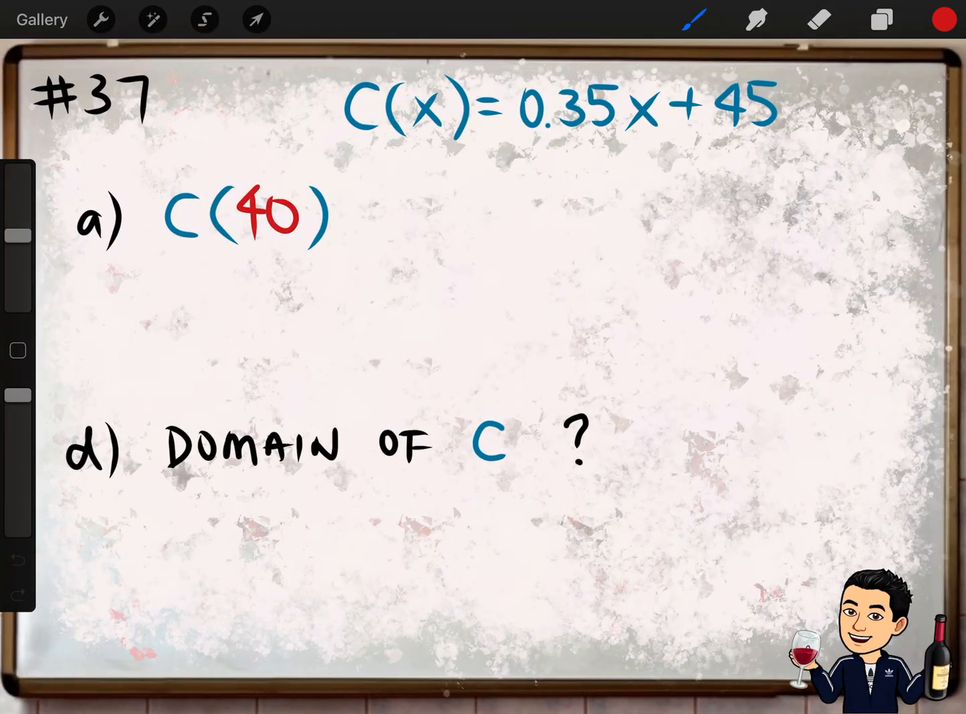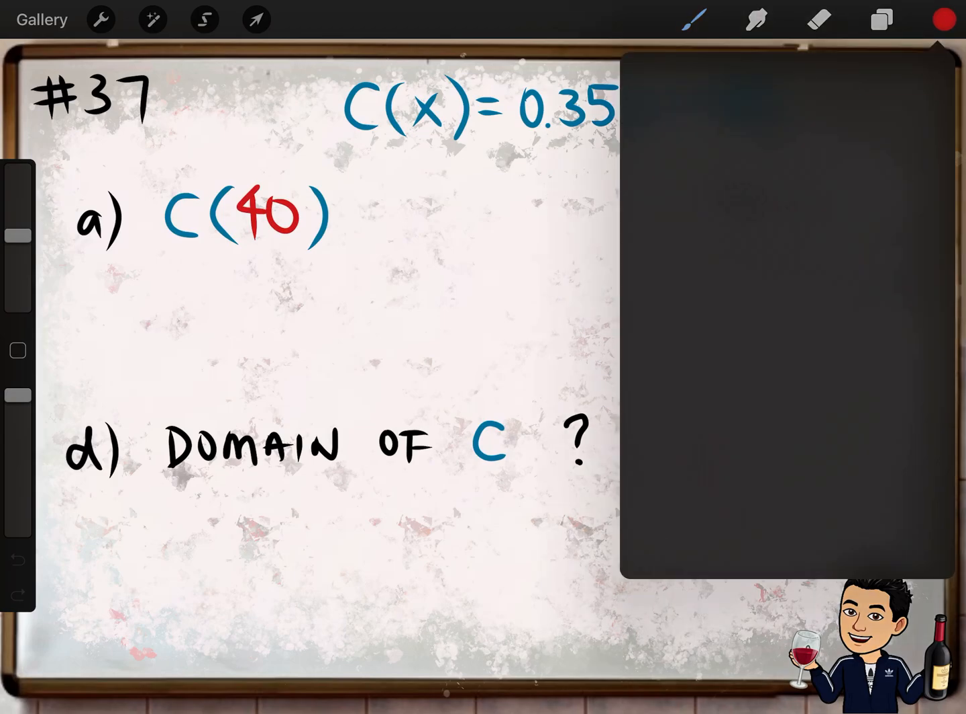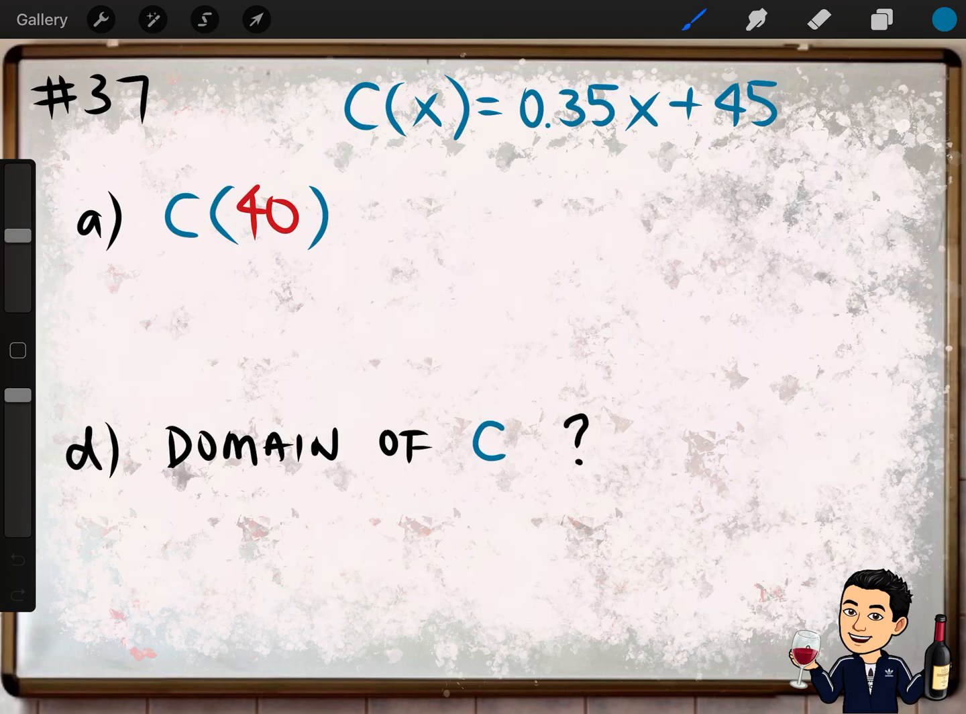So number 37. For this one, they say C of 40. Basically all you need to do is plug 40 into the x. So it's going to be 0.35 times 40 plus 45. Go ahead and solve it, do your magic. It's going to be 59. So C of 40 is going to be 59.